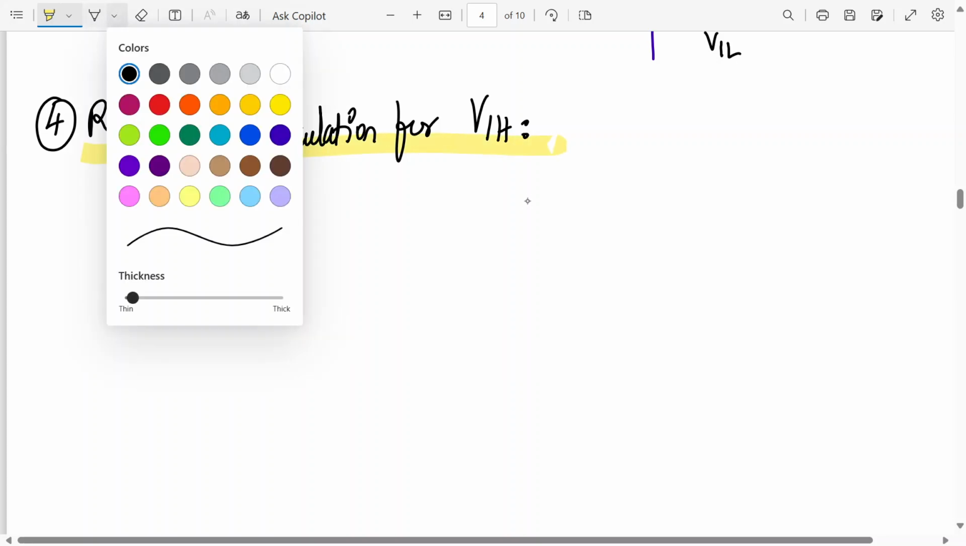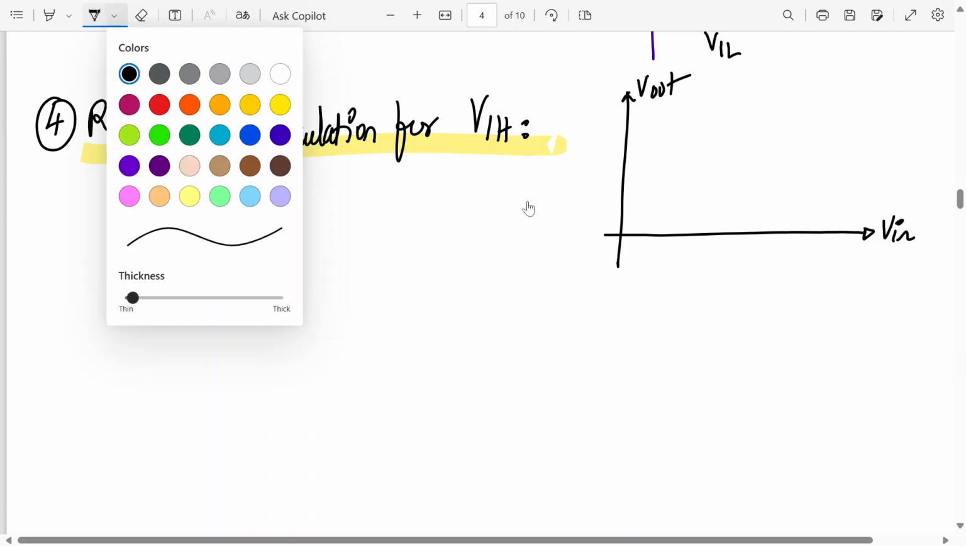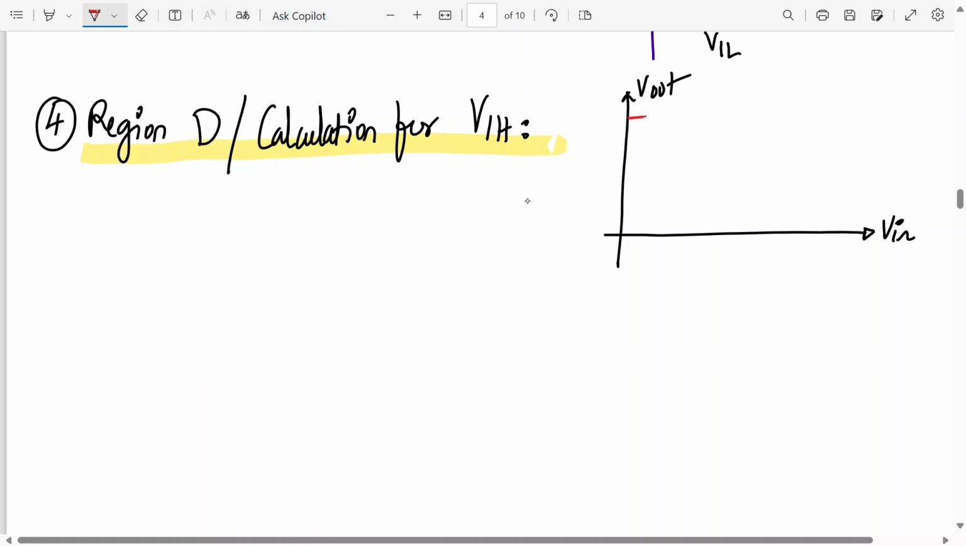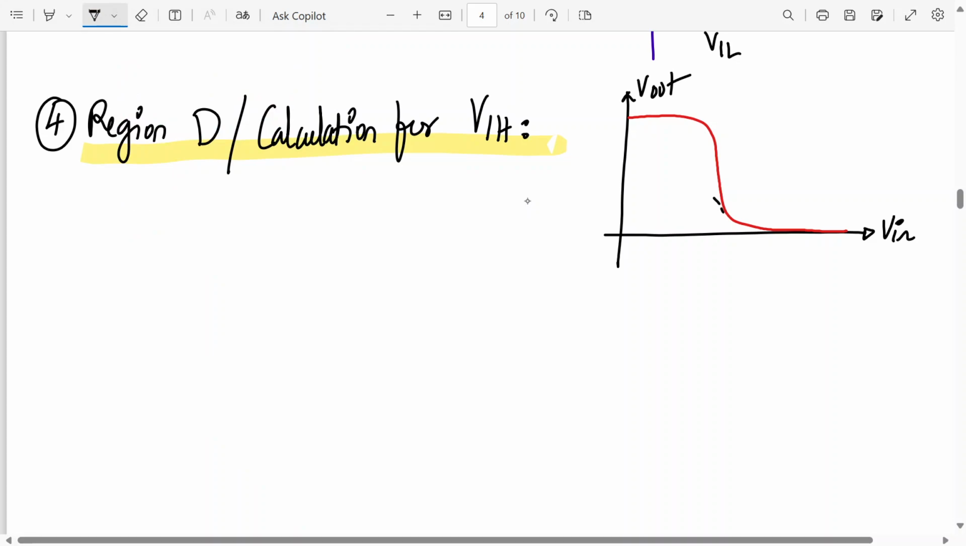Okay, so let me conceptually explain again. Let's say this is my VTC curve. This is V in, that's V out. That's my VTC curve, nice and clean. Here I am taking a critical parameter. This is VIH. This is what I need to find out, and this is the corresponding value of V out at VIH.